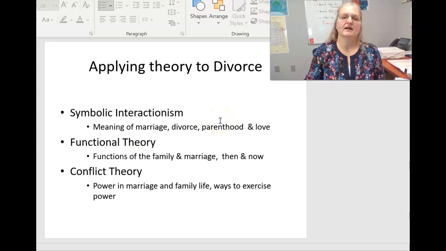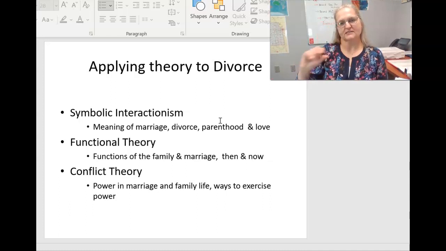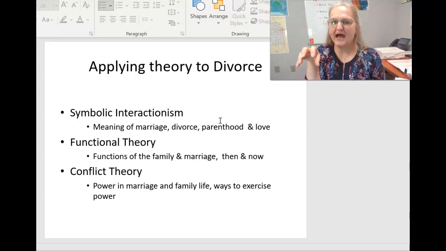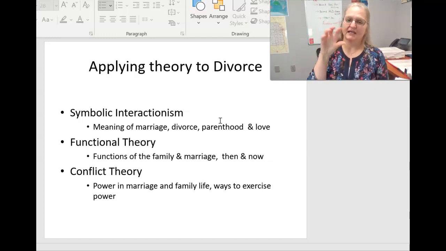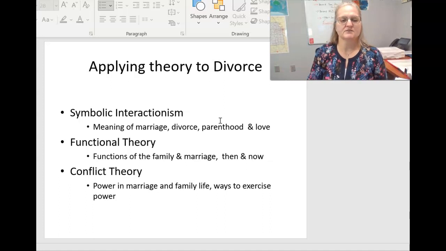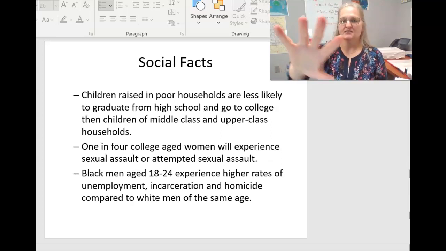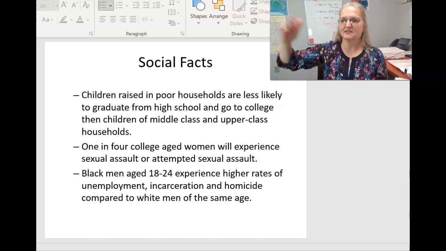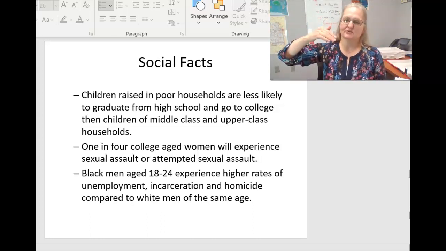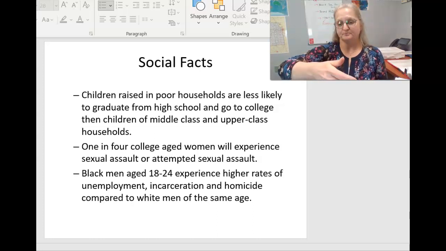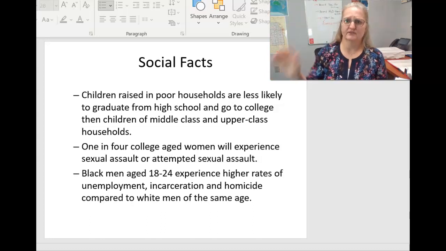Okay. So what I want to spend a few minutes doing, and I kind of want to role model this next activity, is to take the phenomenon, the pattern of divorce, and apply it to each of these different theories. Then the next step that you're invited to do in a discussion post is to take these social facts, these patterns in the data, and apply a theory to one of these social facts.